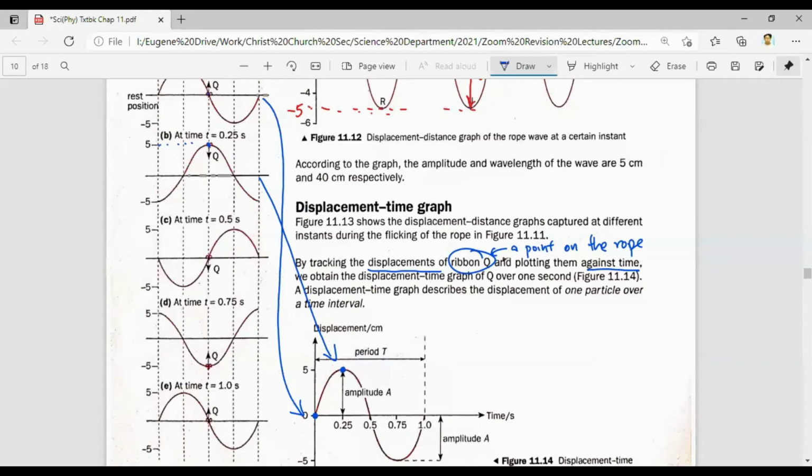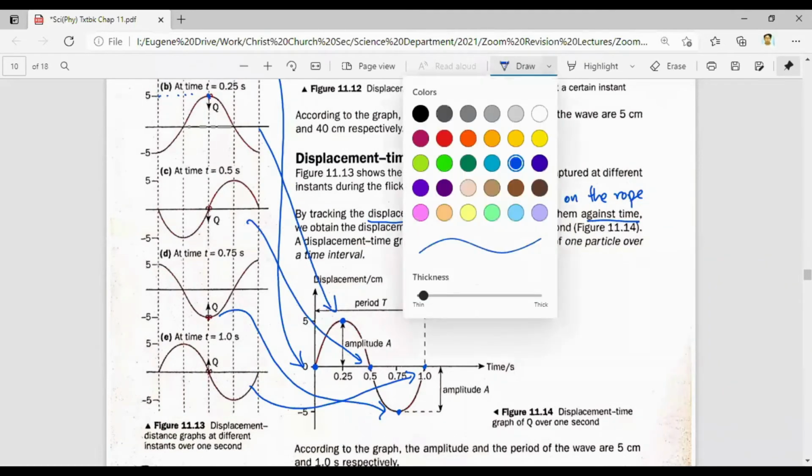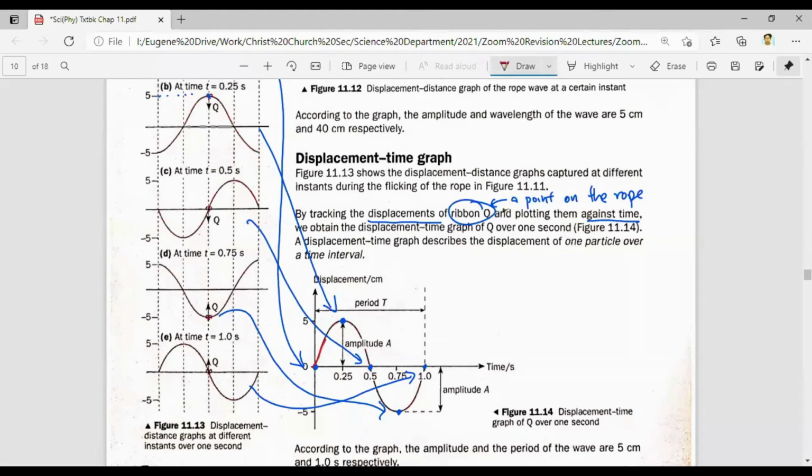Then the next one at 0.5, Q went back to the original position over here. So this third point goes to here. At 0.75, Q went all the way down. So this is the next point. And then this one, Q goes back to the original rest position, goes to here. So you realize we have plotted 1, 2, 3, 4, 5. And how do I get this graph? By tracing the dots together, and you're going to get this nice graph over here. So this graph is taking the position of the particular point you're measuring with respect to time.